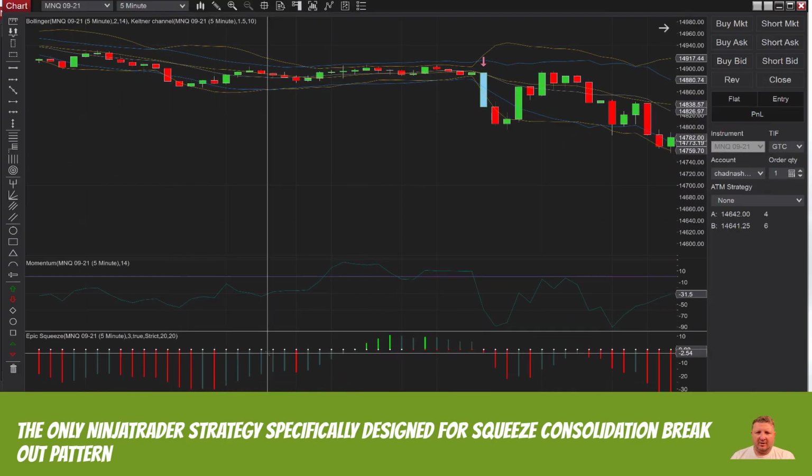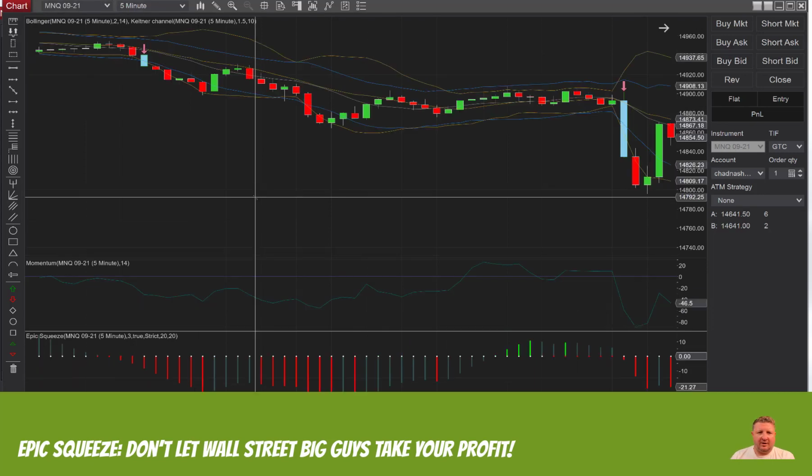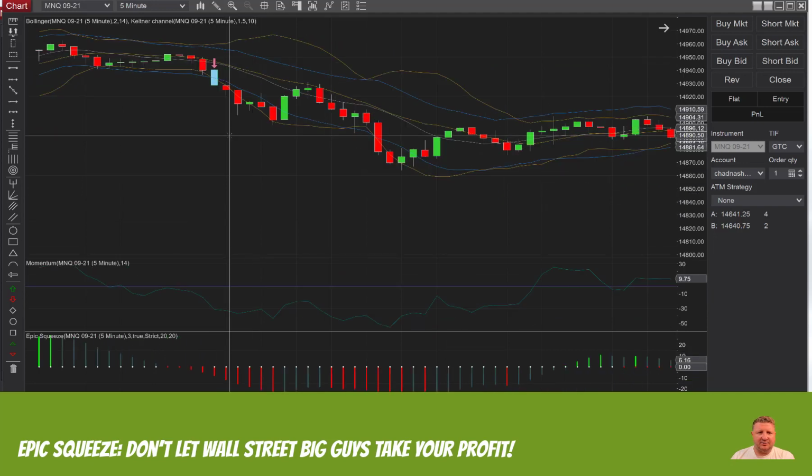White dots are not necessarily in the squeeze, because the Bollinger Bands have exited here, right? So you're not in a squeeze there. You exited. This was one here. That was a trigger because you were in a squeeze. 1, 2, 3 dots.